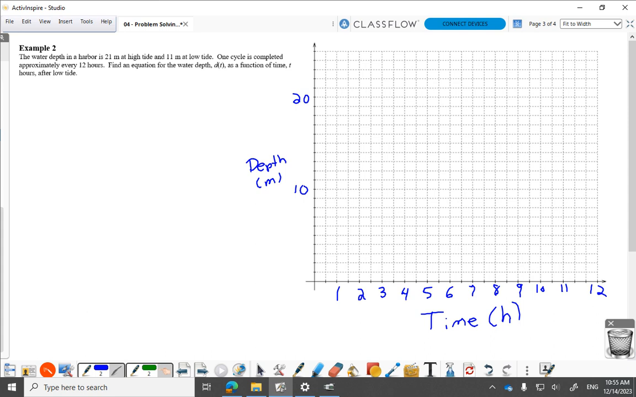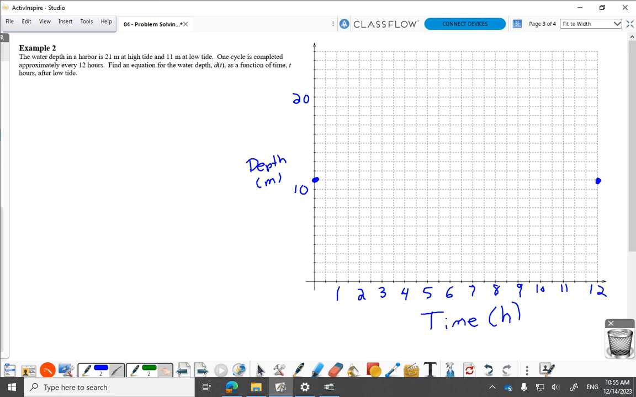And so water depth. After low tide. So we got to start at low tide. What's the depth at low tide? 11. And my really big piece of advice, if you're understanding what's happening here, I only have a couple of really big pieces of advice here. And the first one is jump to the end of the cycle. Do 11 and then jump and get the last point, which is 12 hours later, it'll have done a full cycle. And so at 12 hours, we're back at the 11 meter mark. That will really help you in these word problems.